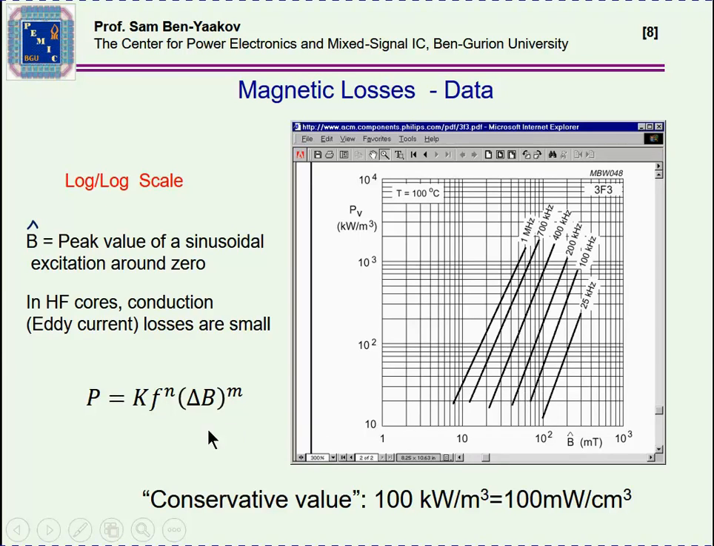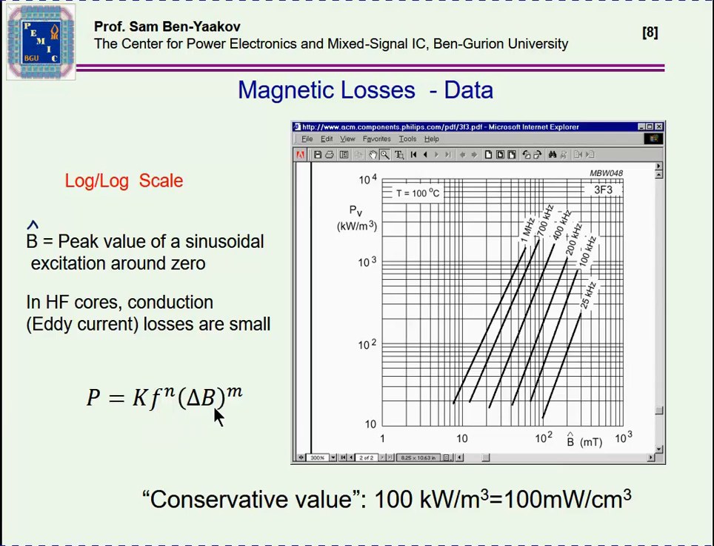These are based on the fact that it was found experimentally that the power loss of a given material is a function of, say, a constant times frequency to the power of n, and then delta B, that is the deviation of the magnetic flux density, to the power of m. m and n are constant numbers for any given material, and these are found by actually curve fitting.